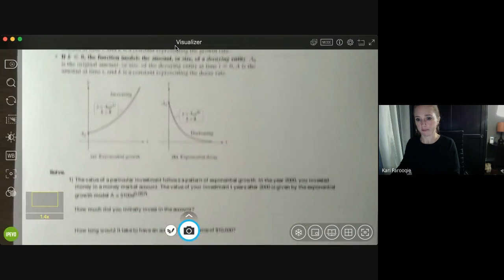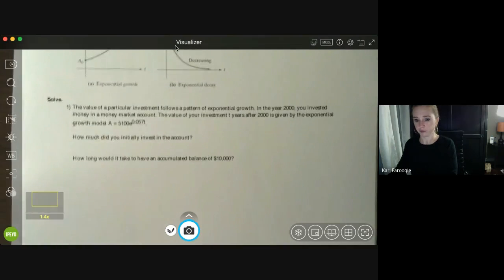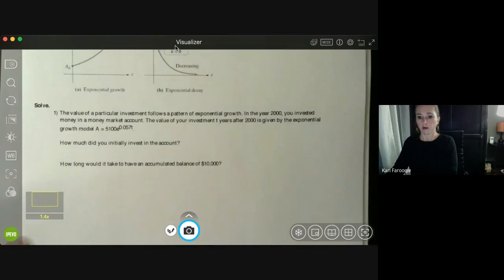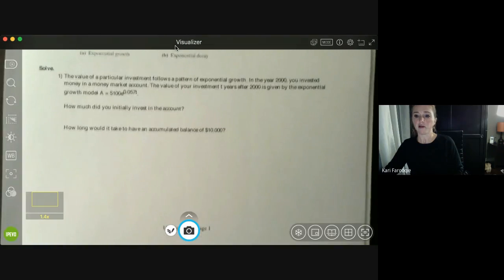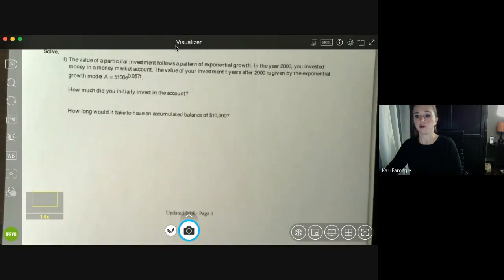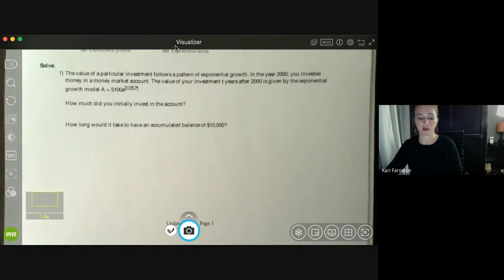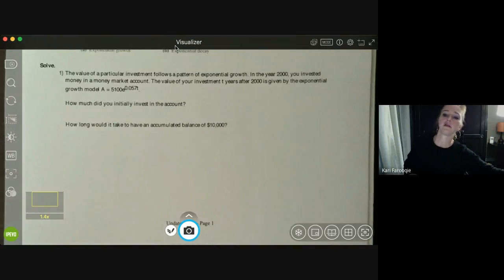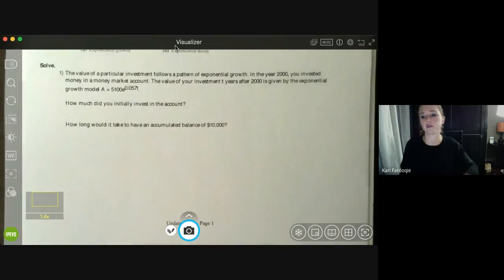Okay, wonderful. Okay, number one, the value of a particular investment follows a pattern of exponential growth. In the year 2000, you invested money in a money market account. The value of your investment t years after 2000 is given by the exponential growth model, A equals 5100 e to the 0.057t. How much did you initially invest in the account?